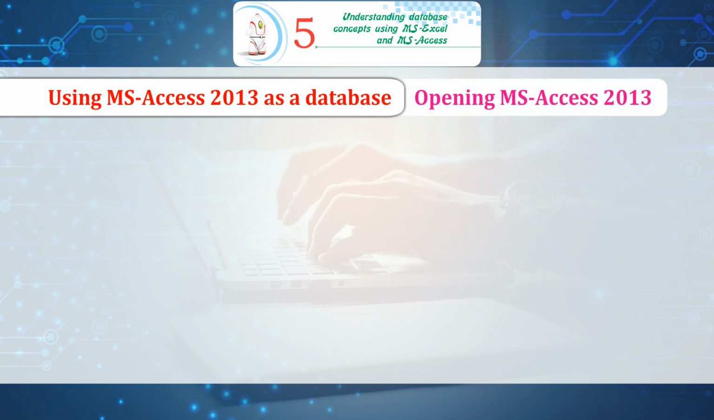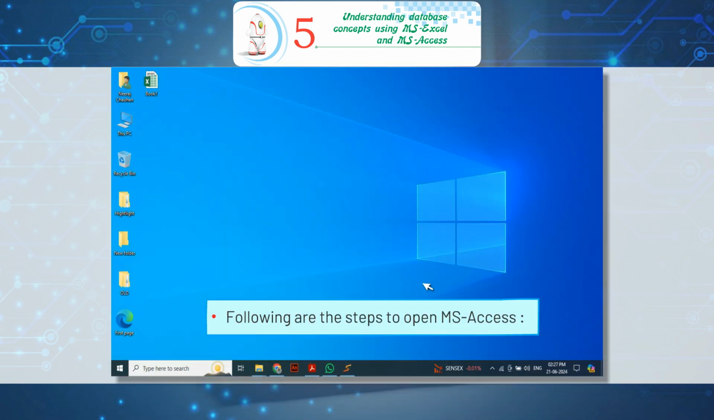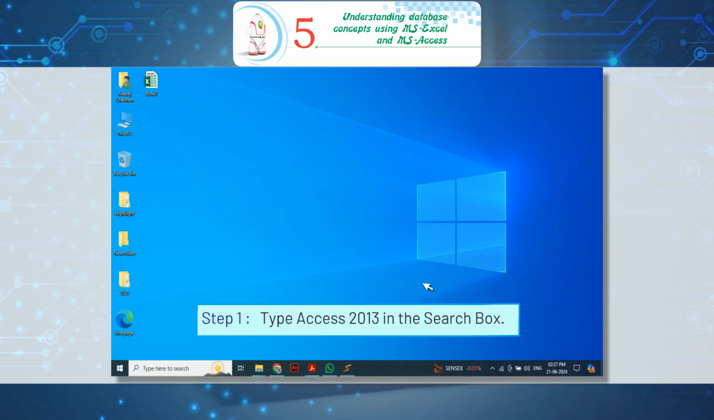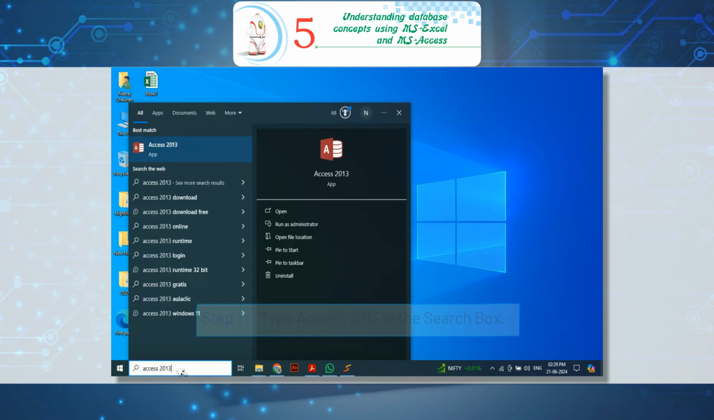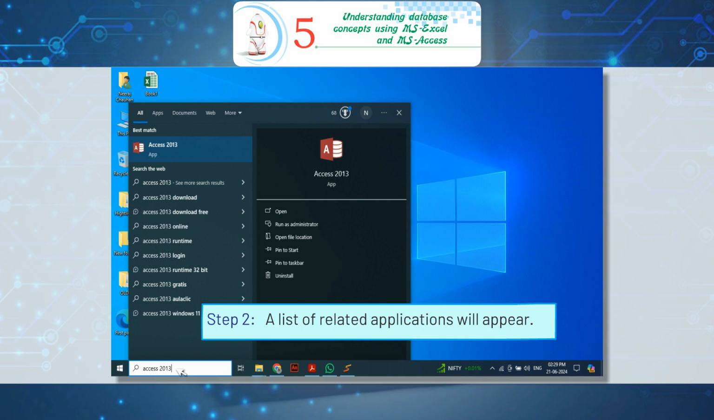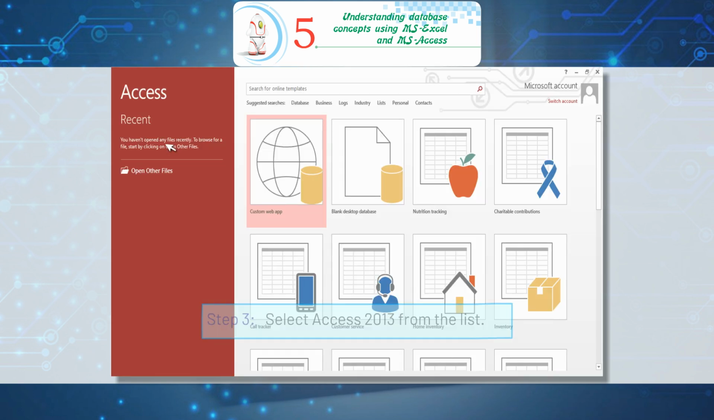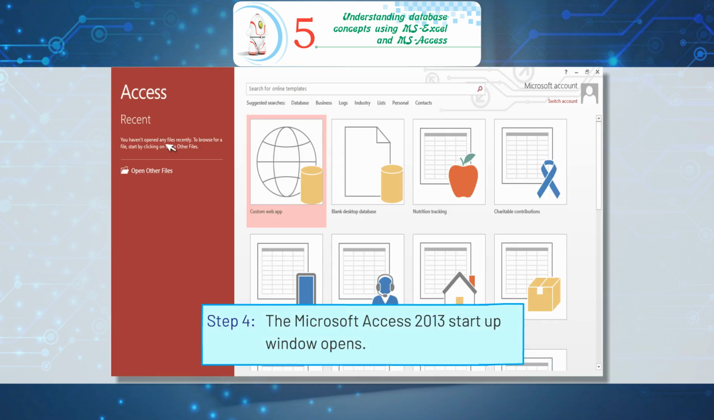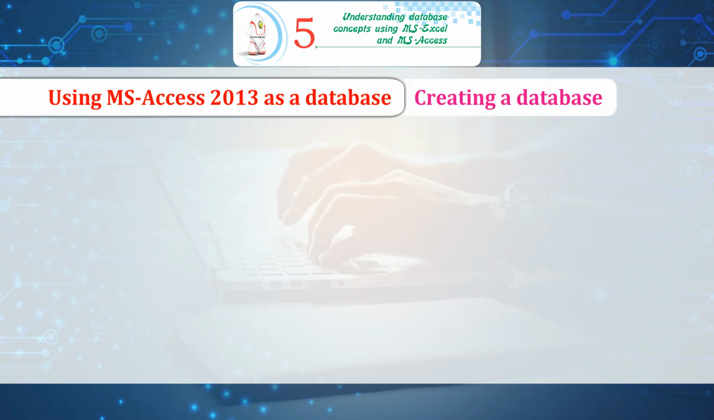Opening MS Access 2013. Following are the steps to open MS Access. 1. Type Access 2013 in the search box. 2. A list of related applications will appear. 3. Select Access 2013 from the list. 4. The Microsoft Access 2013 startup window opens.